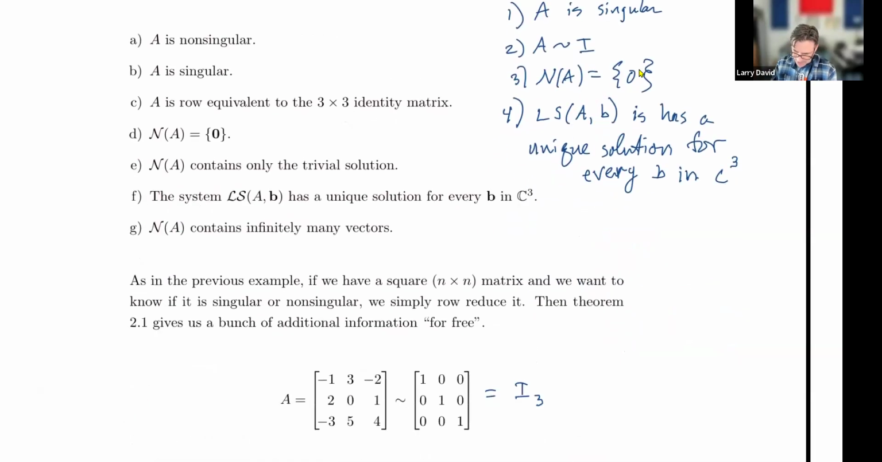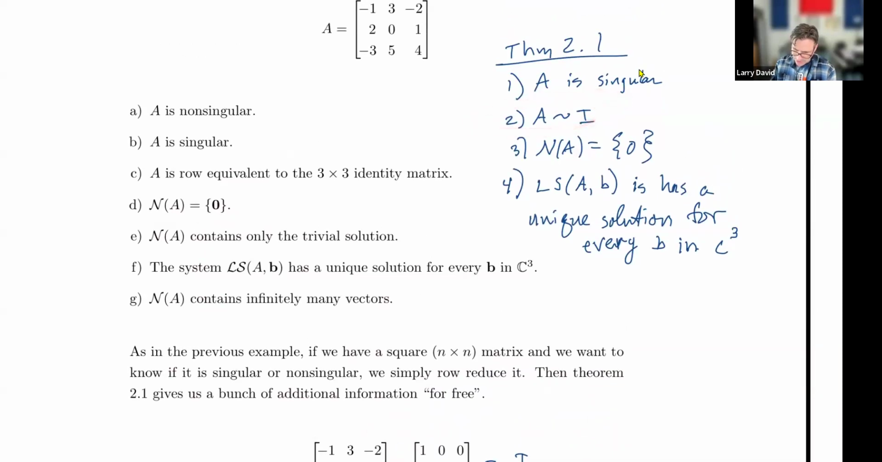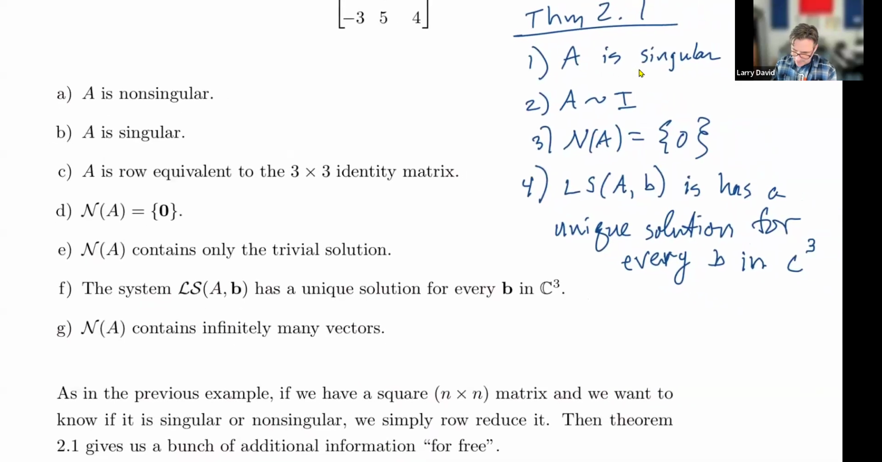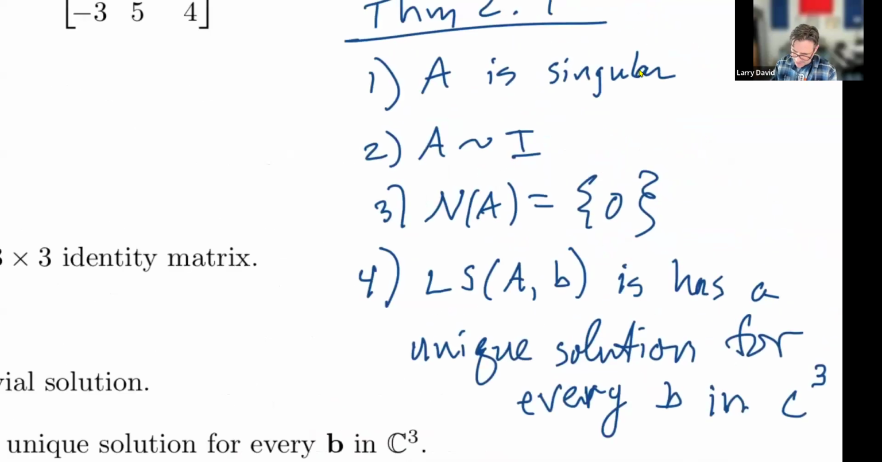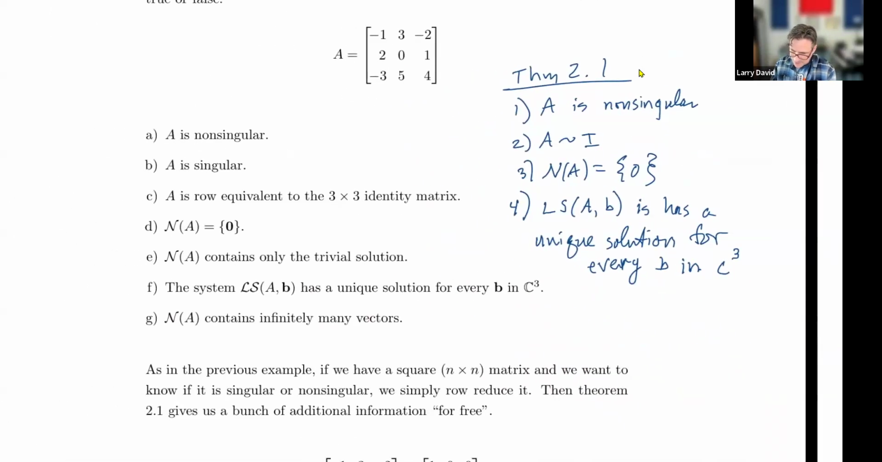Well, first of all, because A is row equivalent to the identity, that means number 2 is true. That means all of these are true. Okay, well, that means A is singular. Oops, I have that backwards. A is non-singular. Okay, there we go. A is non-singular, so that means this is true. A is singular. Well, that's false.